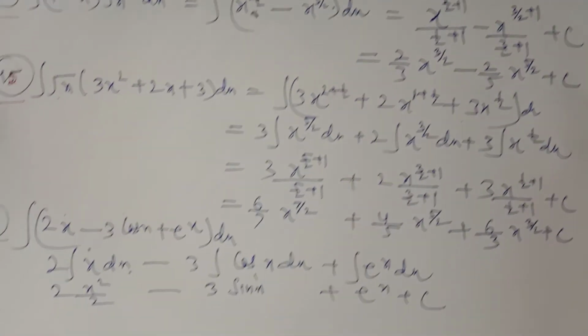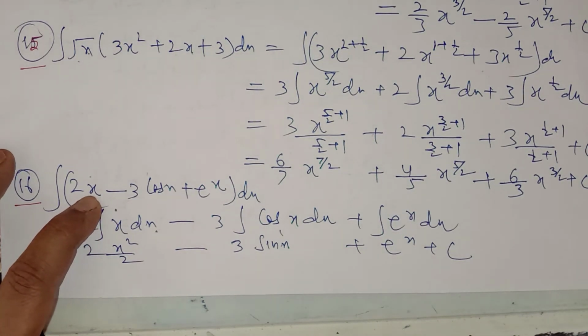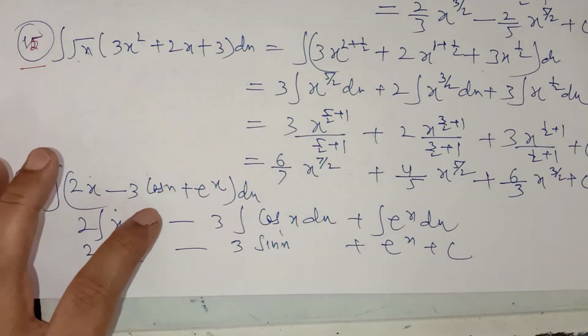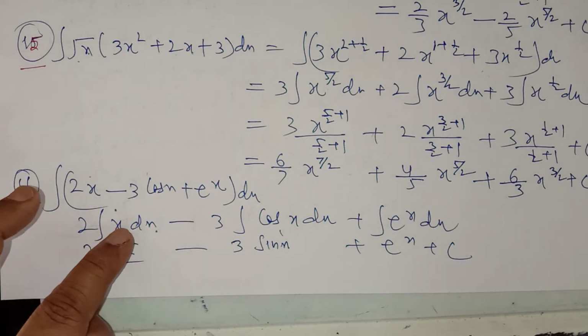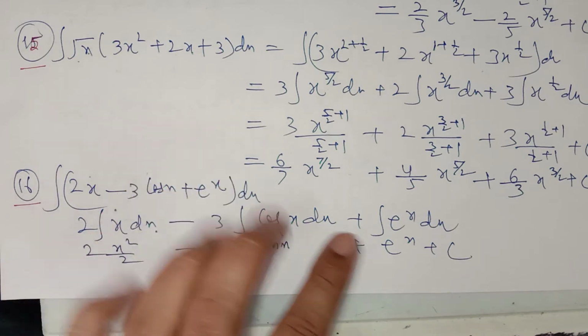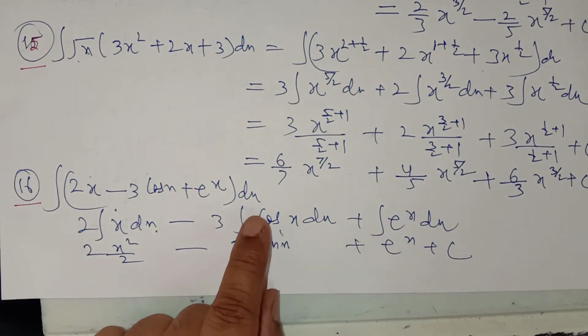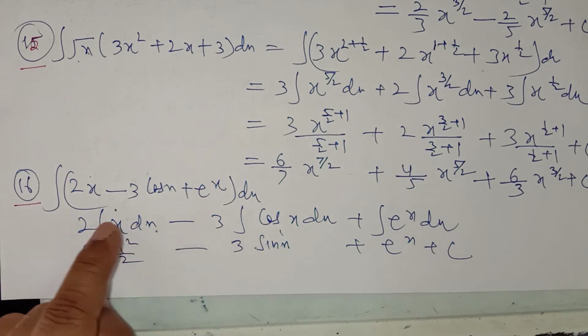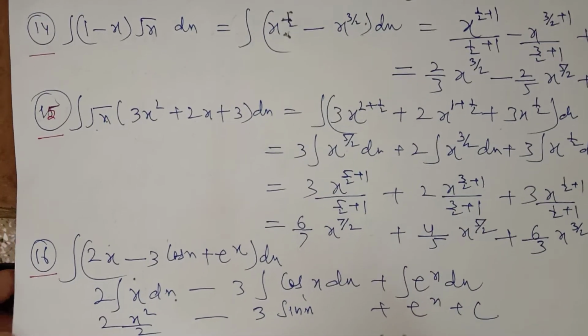Question number 16 is somewhat easy. You have to simplify 2x minus 3 cos x plus e ki power x, separate into 3 integrations. So you have to integrate x, you have to integrate cos x, you have to integrate e ki power x. So e ki power x ka integration is e ki power x, cos x ka integration is sin x, and x ki power 1 ka integration is x ki power 2 upon 2. So this is question number 16.